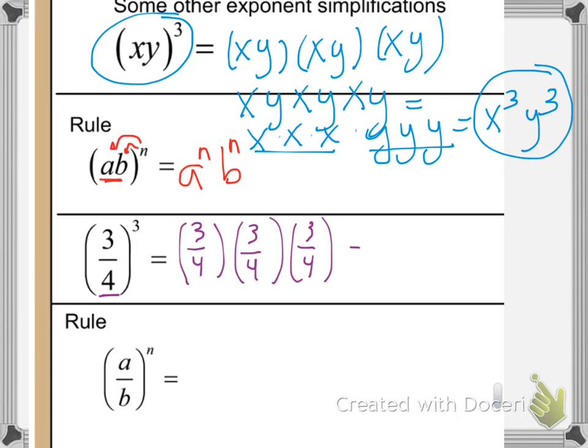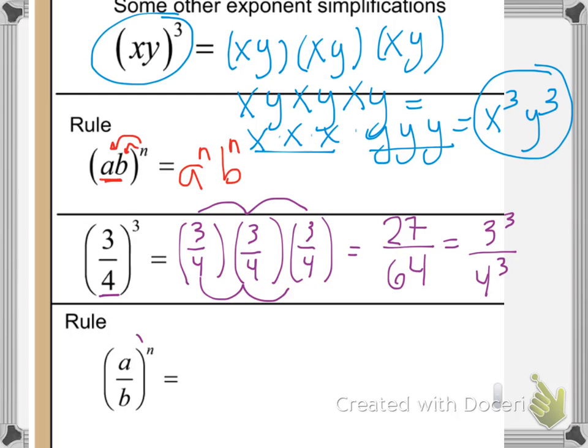Well, that's fairly simple because if we multiply all those fractions together, you'd have 3 times 3 is 9, times 3 is 27, over 64. Okay, so the rule below is if you have a fraction raised to an exponent, by the way, 27 is 3 to the third and 64 is 4 to the third. So the shortcut is if you have a fraction raised to the nth power, you would just raise a to the n over b to the n. So you'd raise the numerator to that exponent and the denominator raised to that exponent.